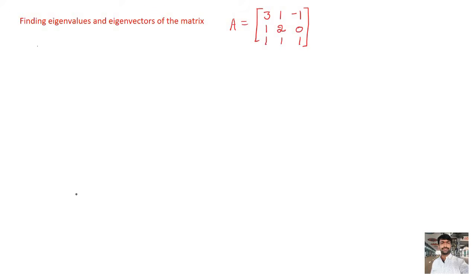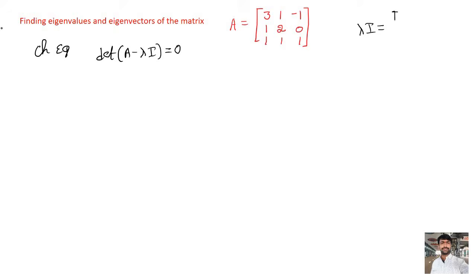Hello everyone. Let us see how to find eigenvalues and eigenvectors of a given matrix. Here I am taking a 3 by 3 matrix. First, we need to write the characteristic equation, which is nothing but determinant of A minus lambda I equal to 0, where I is a 3 by 3 identity matrix. So let me write what is lambda I here.